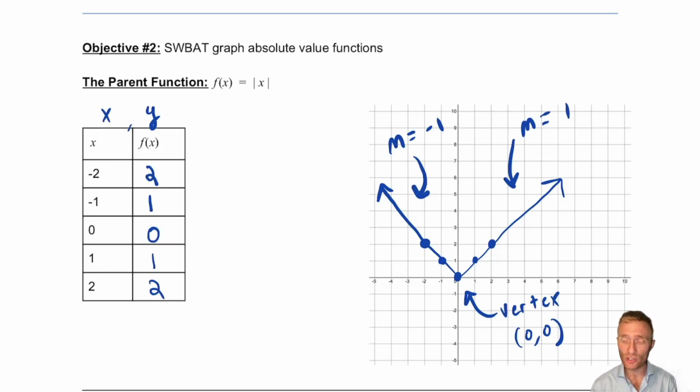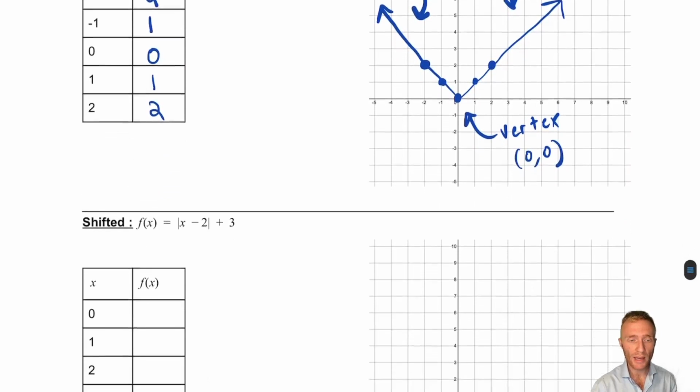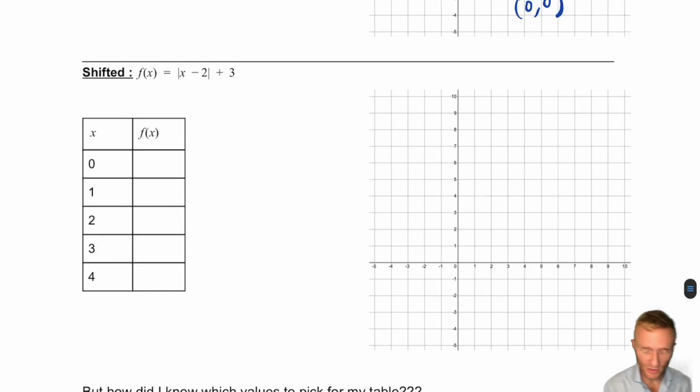But we might make some changes to that function. So let's see if we had the absolute value of x minus 2, plus 3. Now this is a little trickier. I'm just going to talk through it in my head. If we plug in 0, 0 minus 2 is negative 2. Absolute value becomes positive 2. Plus 3 gives us 5. If we plug in 1, 1 minus 2 is negative 1. The absolute value makes it positive 1. Plus 3 is 4. Plug in 2. 2 minus 2 is 0. The absolute value is still 0, plus 3 is 3.